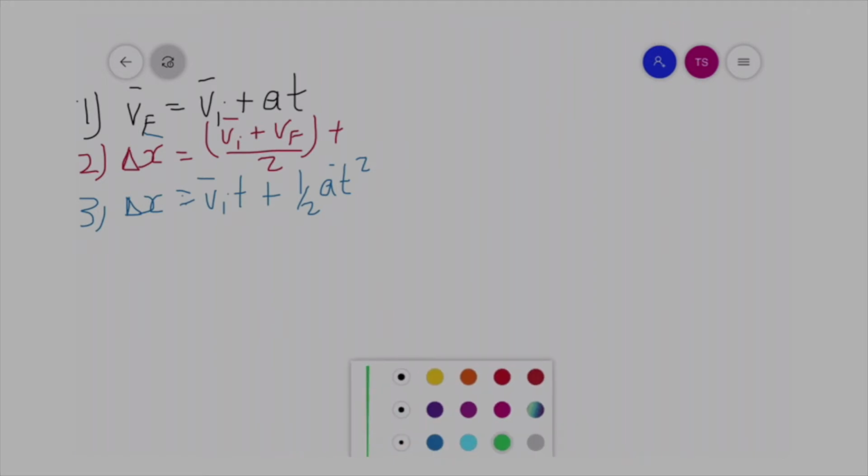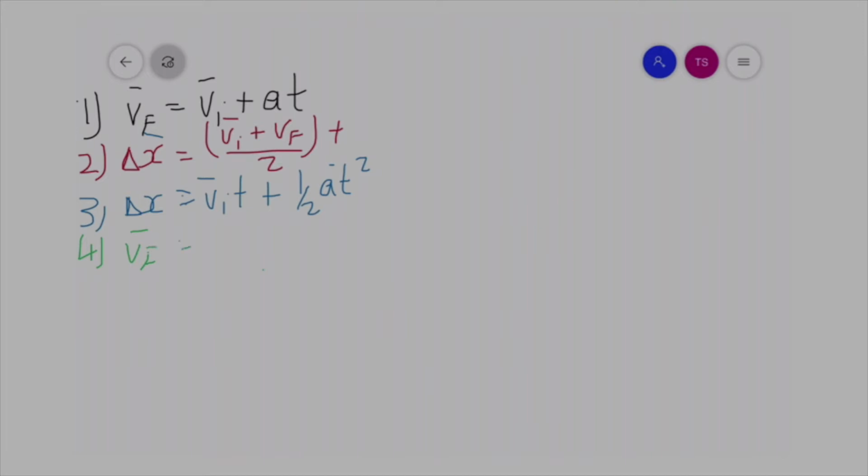And then the last one would be Vf squared equals Vi squared plus 2a times the change in displacement.